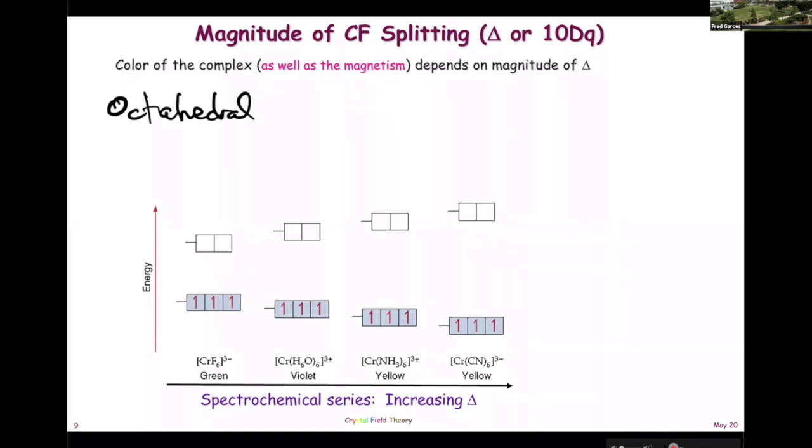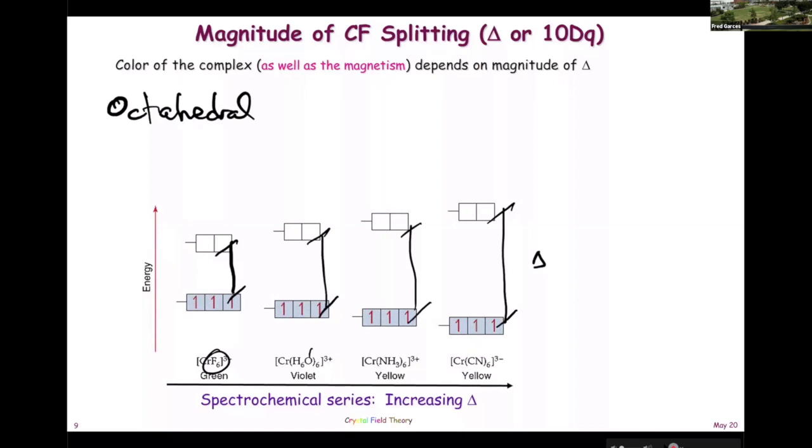Let's say that our ligand is fluorine. Well, fluorine doesn't interact very well with the metal, and so it doesn't cause that much perturbation, which means that this splitting right here is small. Water causes more disturbance on the d orbitals, so you have a larger splitting. And then you have ammonia, which gives you an even larger splitting, and then you have cyanide, which gives you an even larger splitting. Why is that important?